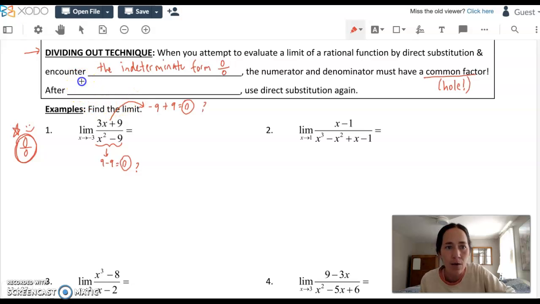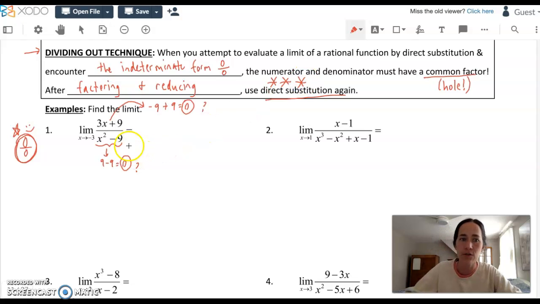After, we'll say factoring and dividing out, or I'll say and reducing the expression. So you're canceling off that common factor, then use direct substitution again. As soon as you're able to directly substitute, you should do it, right, to finish off the problem.